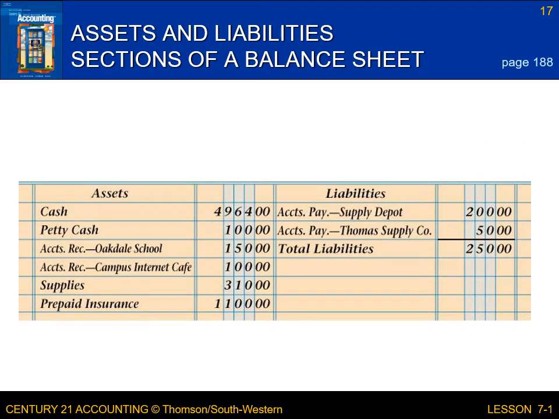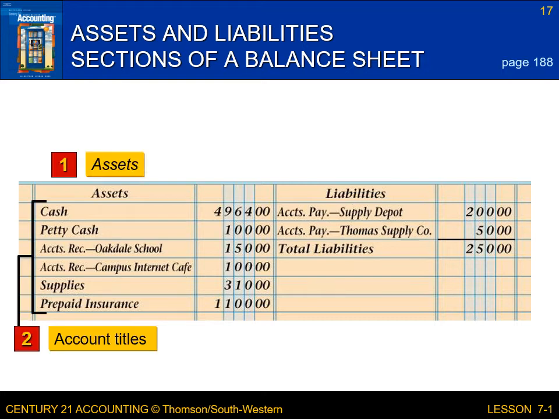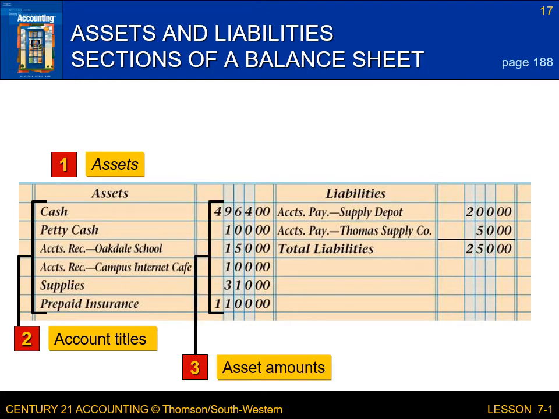So here's what it looks like, the assets and liabilities portion. You're going to title it with assets, list all the account titles of each of your assets. Remember, they should all be debit, so there you go. If you have any that are credits, you would just put them in parentheses and subtract them from the total. We also have all of our asset amounts.